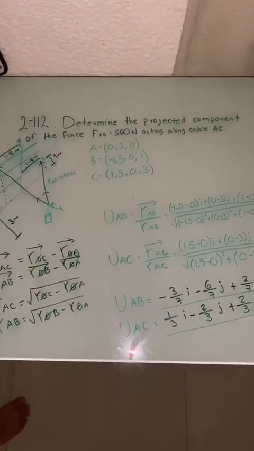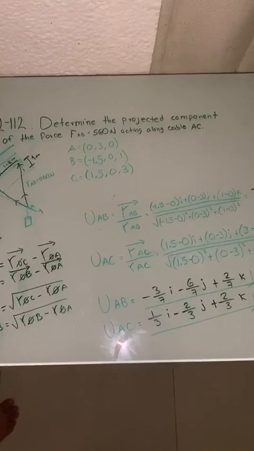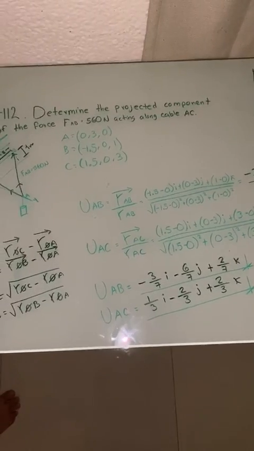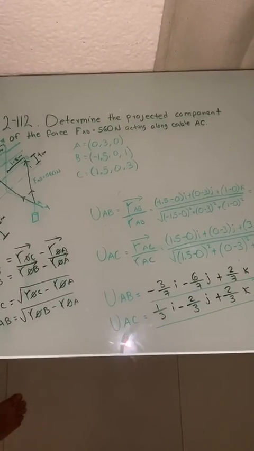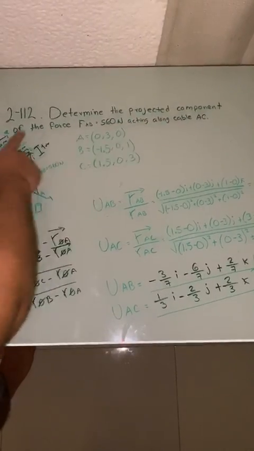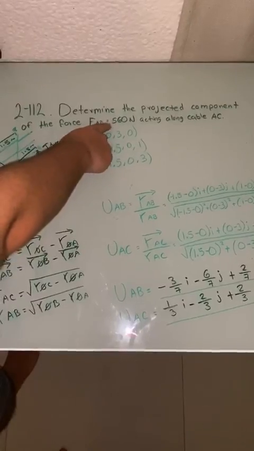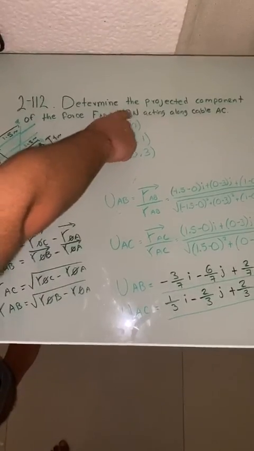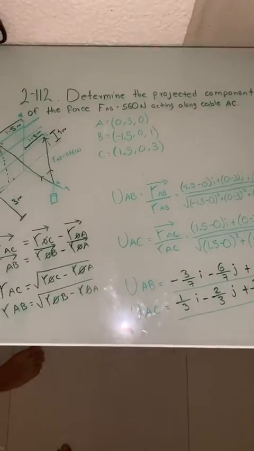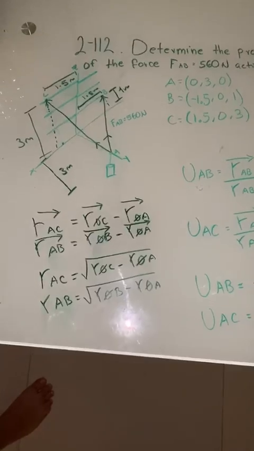Hello, good evening. Today I'm going to explain to you all the exercise 2-12 of homework 1 of the physics subject. The exercise says, determine the projected component of the force AB equal to 560 newtons acting along cable AC. First, we analyze the plane.